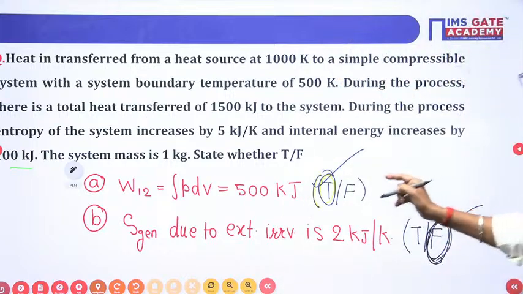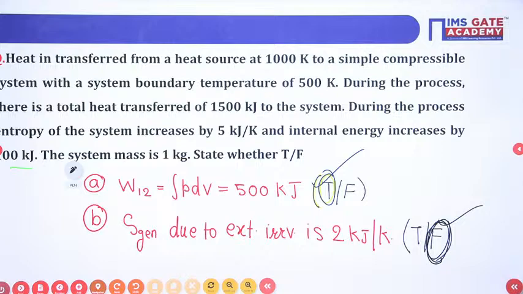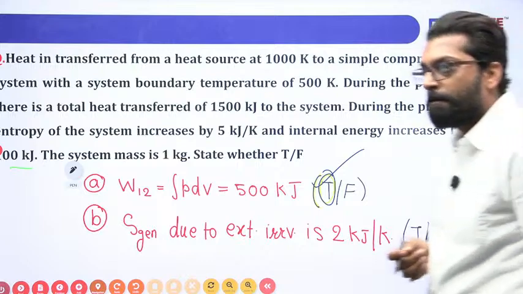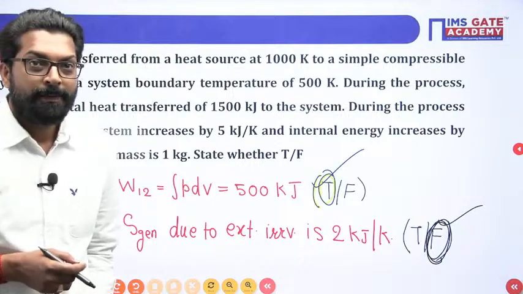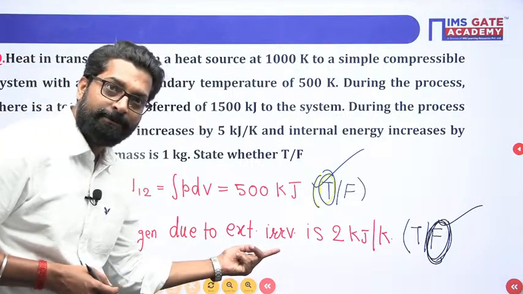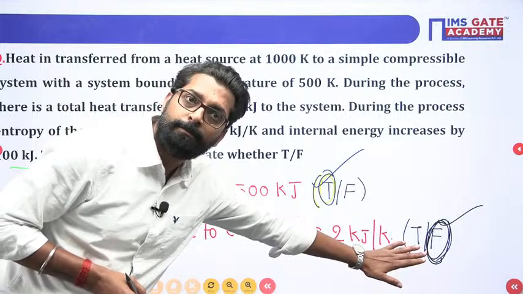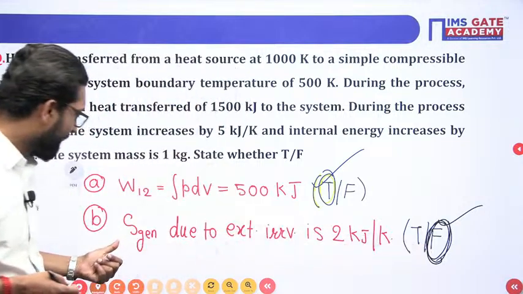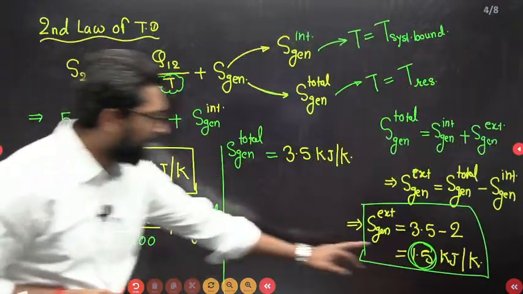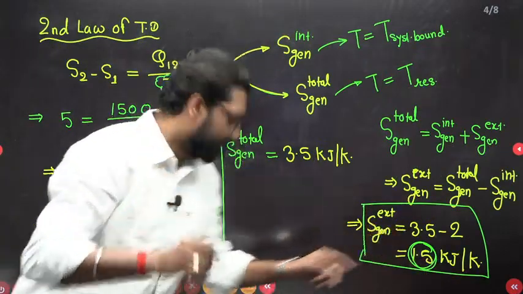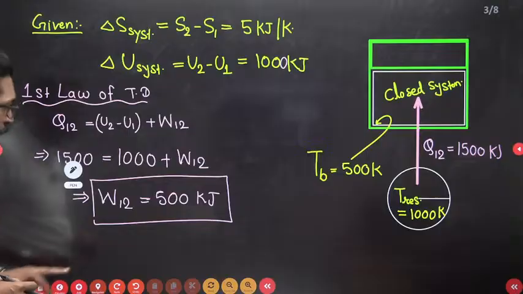Happy, but there is a mistake. What is the mistake here? There is a mistake. Yes, this statement is correct, that means the other statement is false. Why? Because S generation due to external, here we have to see that S generation internally is 1.5. But now, my dear, see this very closely.